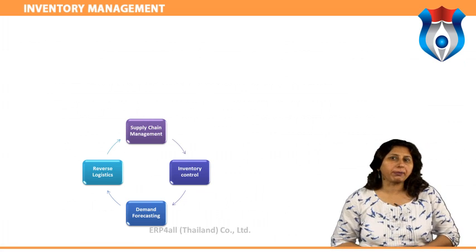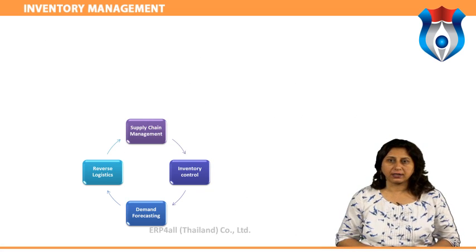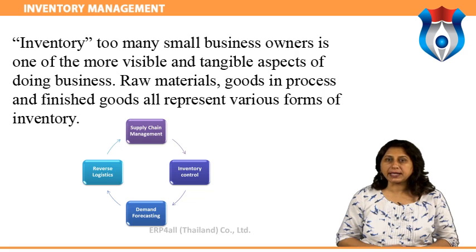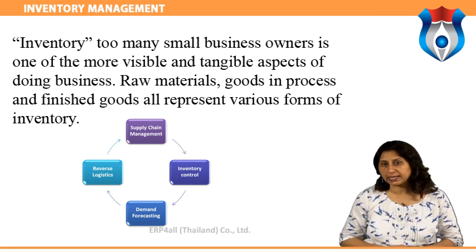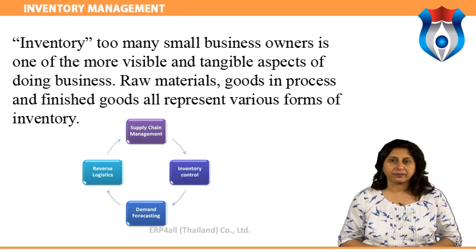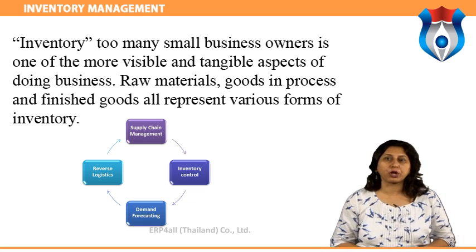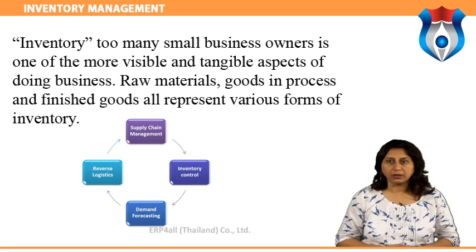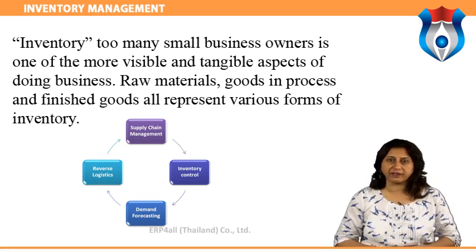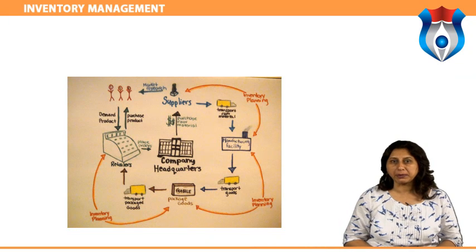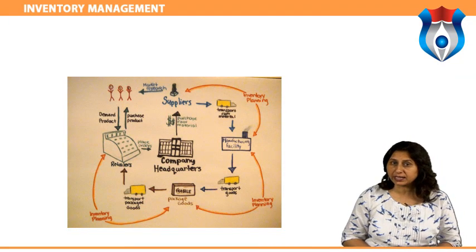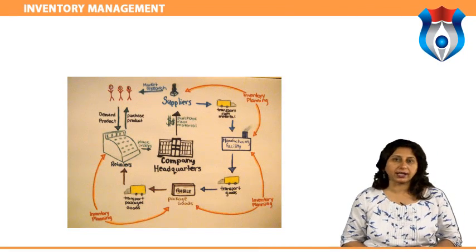Let us first talk about the inventory management. Inventory to many small business owners is one of the more visible and tangible aspects of doing business. Raw materials, goods in process, and finished goods all represent various forms of inventory. Each type represents money tied up until the inventory leaves the company as purchased products.